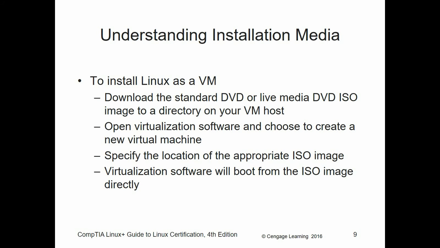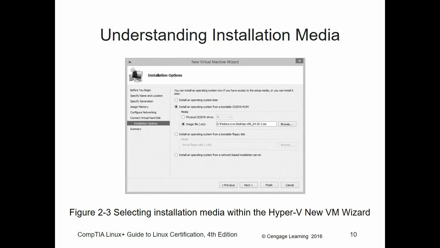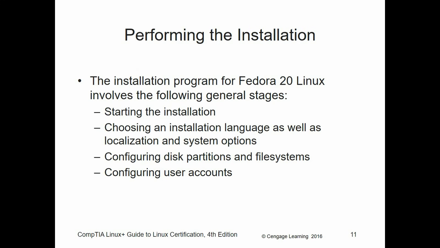To install Linux on a VM, download the standard DVD or live media DVD ISO image to the directory on your VM host. Open virtualization software and choose create a new virtual machine. Specify the location of the operating system ISO image, and virtualization will boot from the ISO image directly. This is a little bit hard to see, as you are going to work directly with the VM machine.